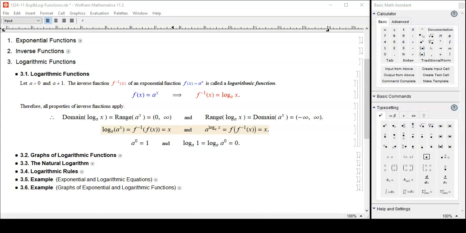Remember these rules. Domain becomes range, range becomes domain. Log and exponential cancel each other out. And finally, log of 1 is 0.